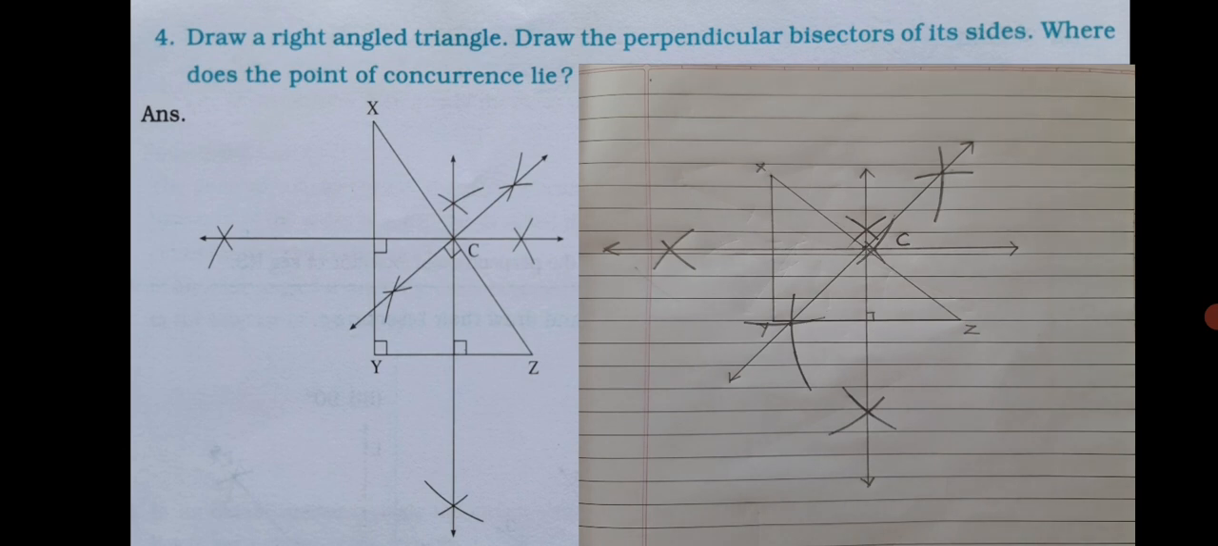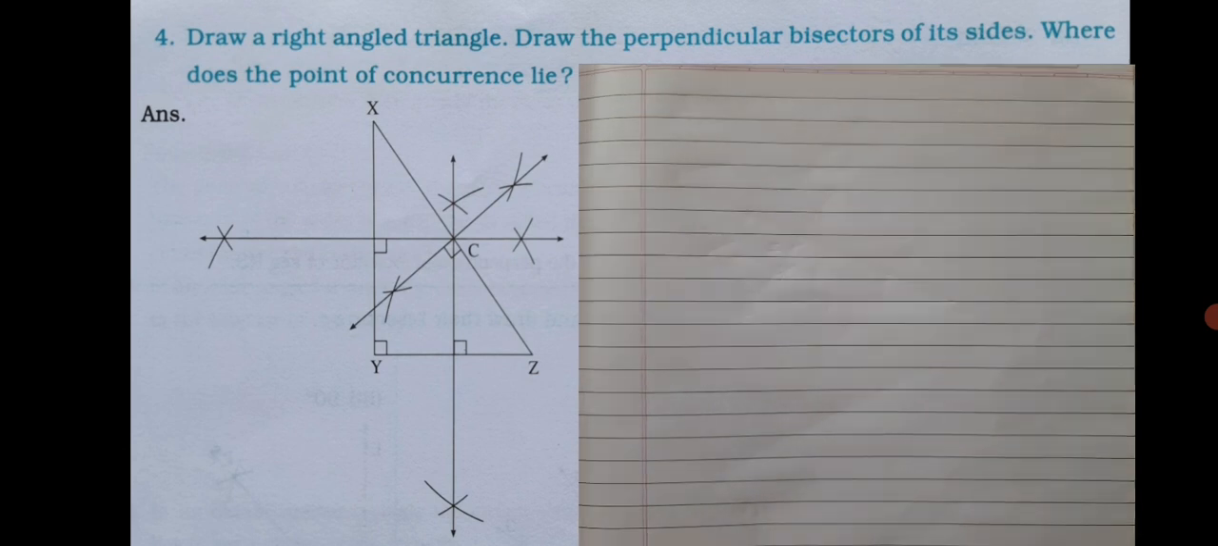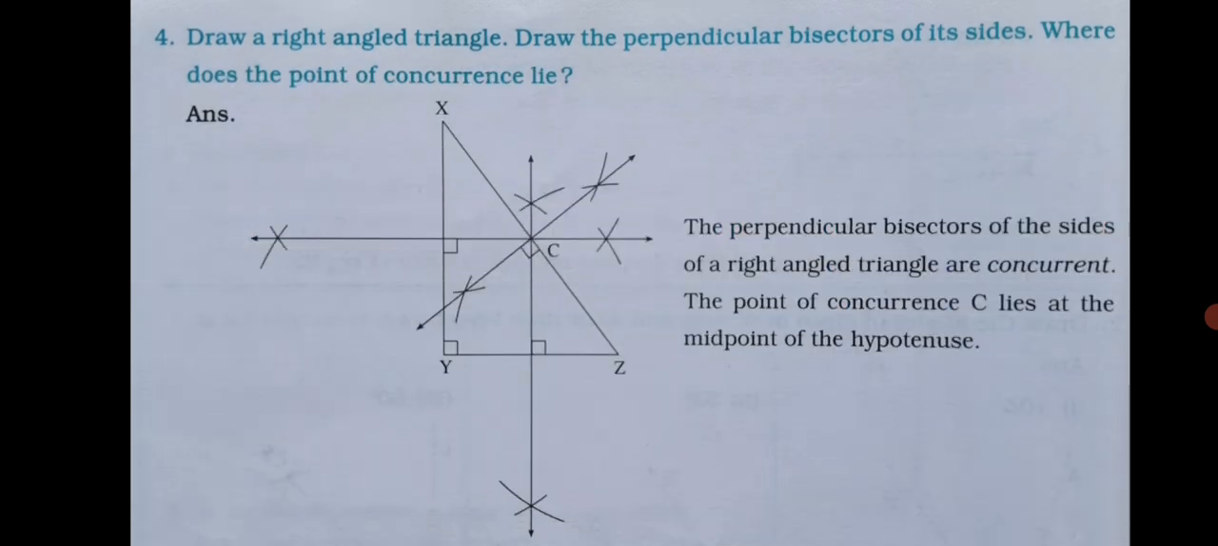So what do we learn here? You can write down your answer after your construction is over: the perpendicular bisectors of the sides of a right angle triangle are concurrent. They are meeting at one point, so that means they are concurrent. The point of concurrence C lies at the midpoint of the hypotenuse. That means XC is equal to CZ. The point of concurrence C is on the hypotenuse. So this way we have completed question number 4.